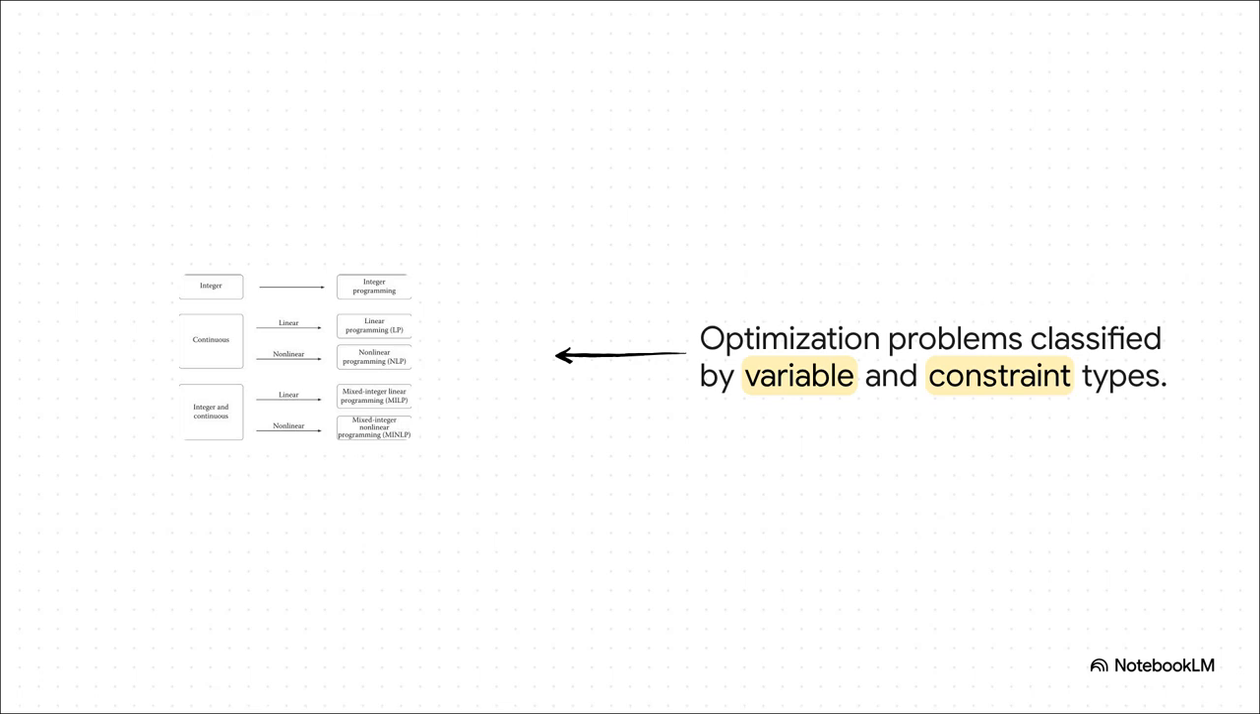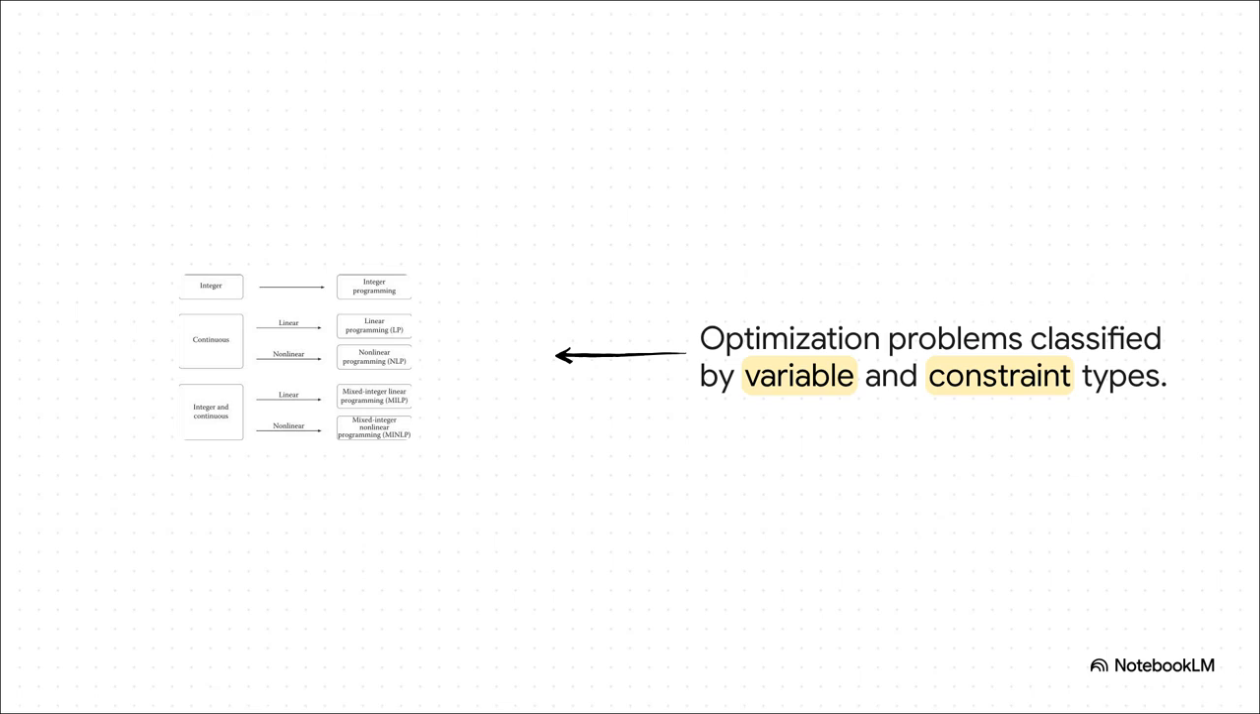Honestly, if you've ever heard engineers throwing around this crazy alphabet soup, this breakdown completely explains why. If your variables are continuous, like, say, measuring temperature or pressure, and your constraints are linear, you have LP, or linear programming. If the constraints are nonlinear, you get NLP, nonlinear programming. If you start mixing continuous variables with integer variables, like counting discrete pieces of equipment, you get mixed integer linear programming, MILP, or the highly complex MINLP for the nonlinear versions.